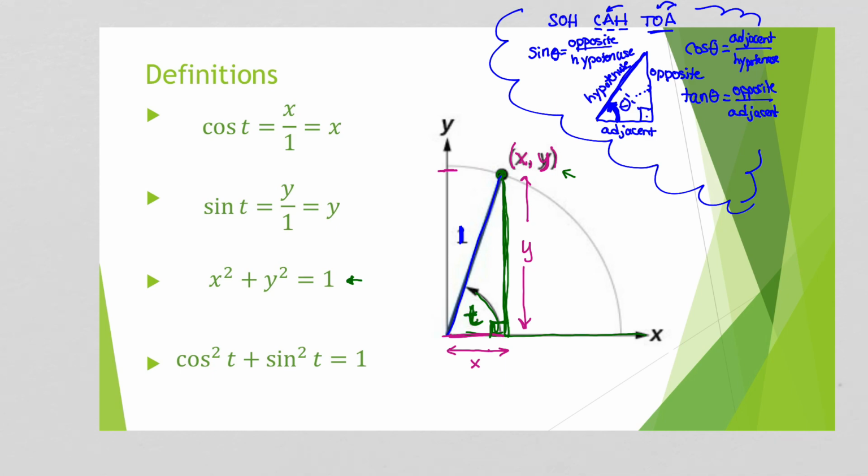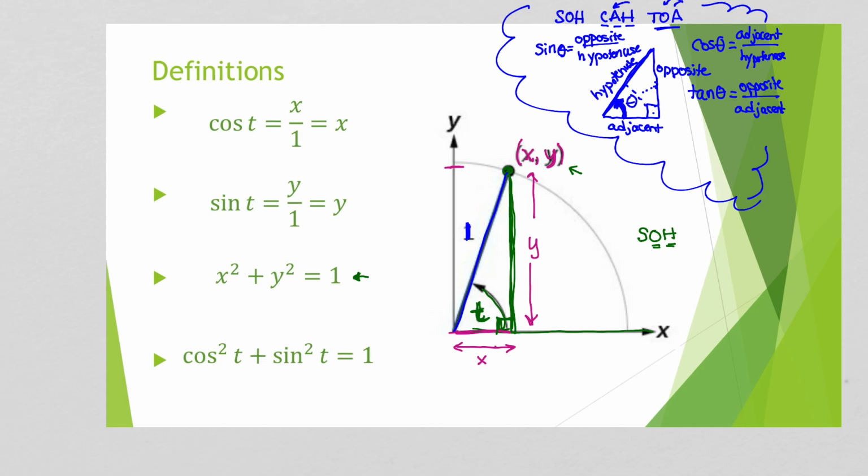So referring back to our SOHCAHTOA idea, we can first start with sine. Sine is the opposite over the hypotenuse. And so if I want to say what is the sine of angle T, I can look at my opposite side, which is y, divided by my hypotenuse, which is 1. And so sine of T is just y on the unit circle.